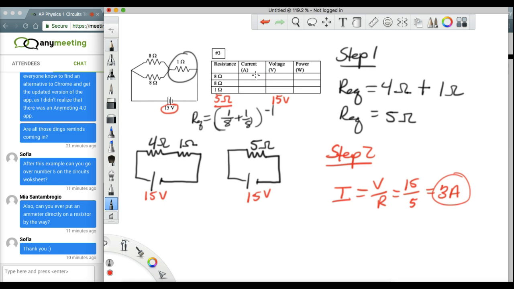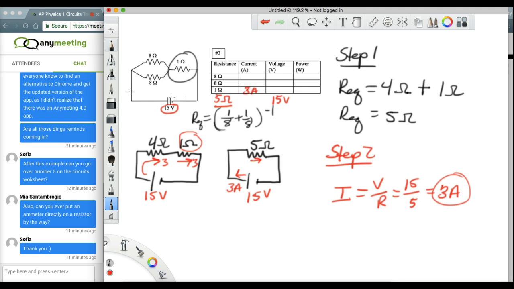Now, what I saw some groups do is they found the 3 amps, but then they went through and wrote 3, 3, 3 in each one of those. Now remember that the current coming off of this battery is 3 amps. So the current going through this equivalent resistor would be 3 amps. The current going through that equivalent resistance would be 3 amps. The current going through that resistor would be 3 amps. So the only one that I can write down 3 amps for is the 1 ohm resistor. That one is going to be 3 amps.